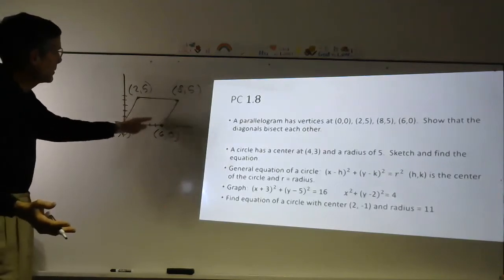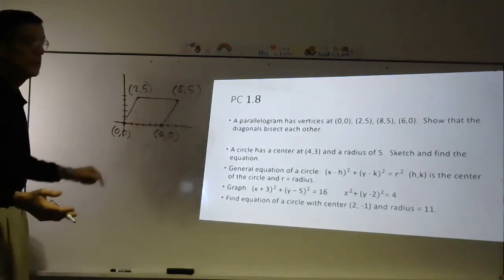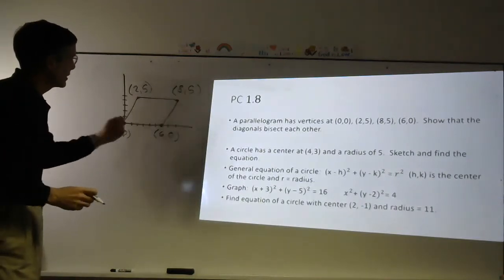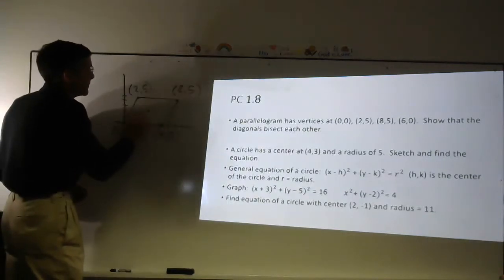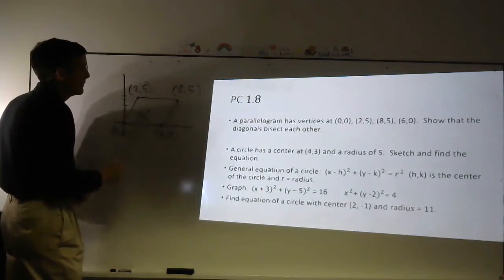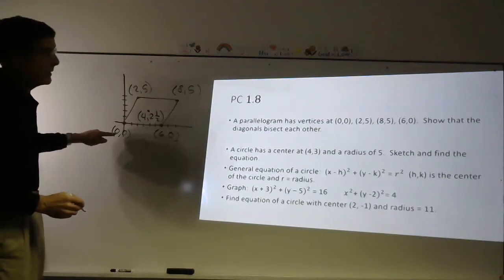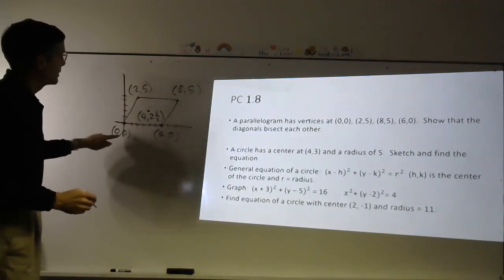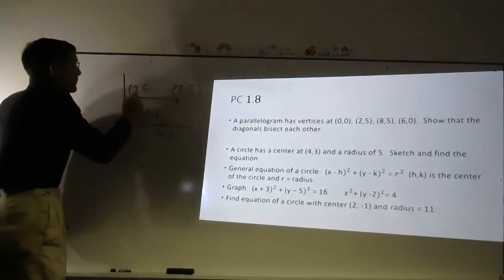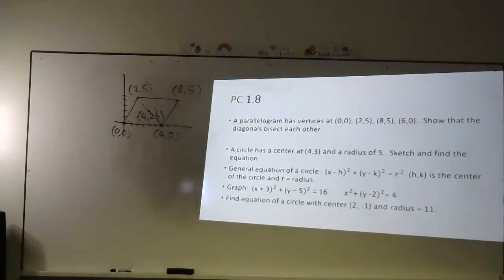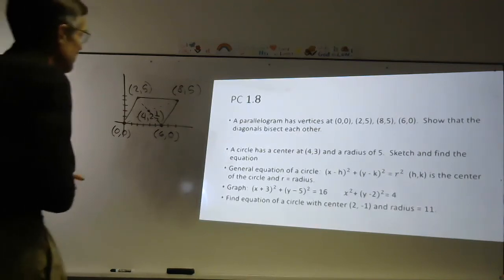We want to find the midpoint of this one and the midpoint of this one, and it should be the same point if they cut each other in half. 2 plus 6 is 8, cut it in half, 4. 5 plus 0 is 5, cut it in half, 2.5. 8 plus 0, 8, cut it in half, 4. 5 plus 0, 5, cut it in half, 2.5. Both diagonals intersect at the point 4, 2.5, which is the midpoint of each diagonal, so they cut each other in half.